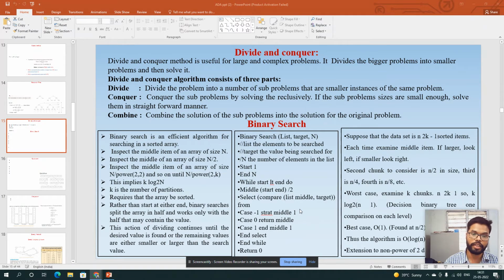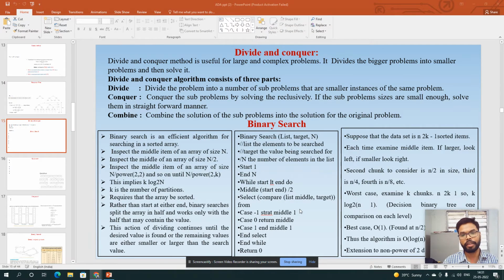Binary search is applied when the list is in sorted order. So what happens in binary search? The list is divided into two parts, and how is it divided? First of all, we obtain the middle element, and to obtain the middle element, we take the index of the first element plus the index of the last element, divided by 2. So we get the middle element.